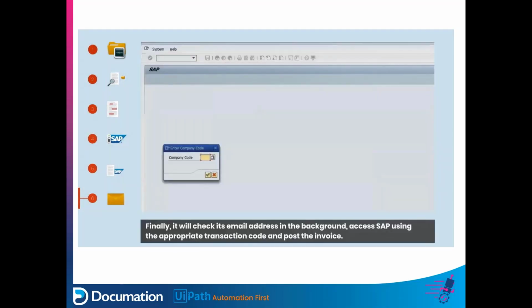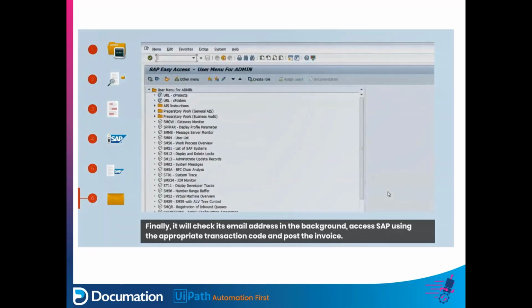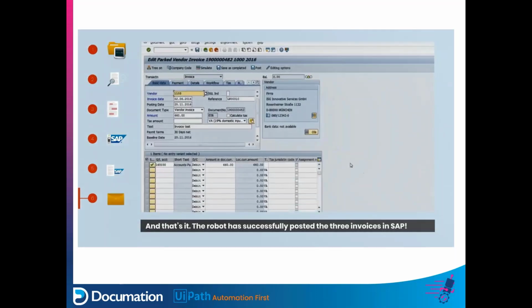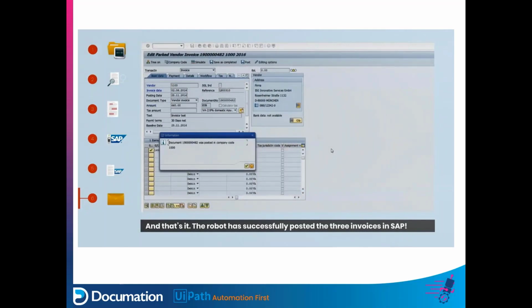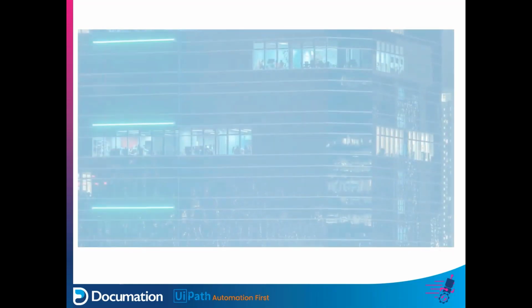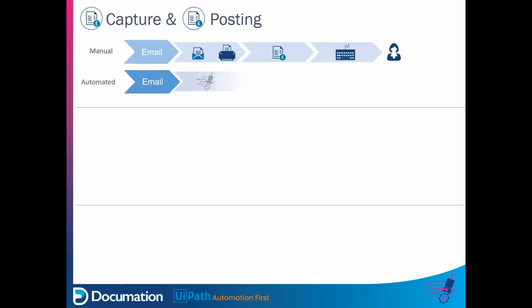The invoice's details are visible in the email that the robot creates. So if we reply with a yes in this instance to that message, SAP can complete its final checks, use the appropriate transaction code, and post the invoice into SAP, ready to be paid. And that's it. The robot successfully posted 3 invoices into SAP with only minimal human interaction.